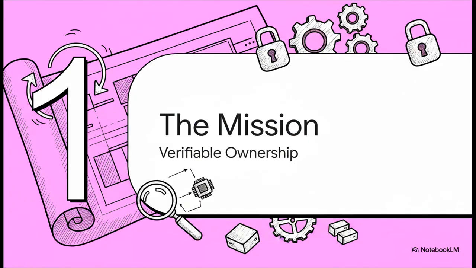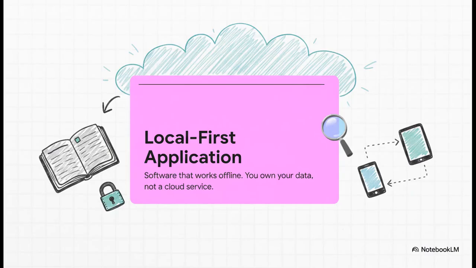Okay, first things first. Before we get lost in the weeds with all the tech, let's talk about the why. What is the fundamental problem that this whole system is trying to solve? Let's get into the mission. The entire project is built on this idea called a local-first application. And the best way to think about it is this. Imagine you're writing in a private journal versus, say, a Google Doc.